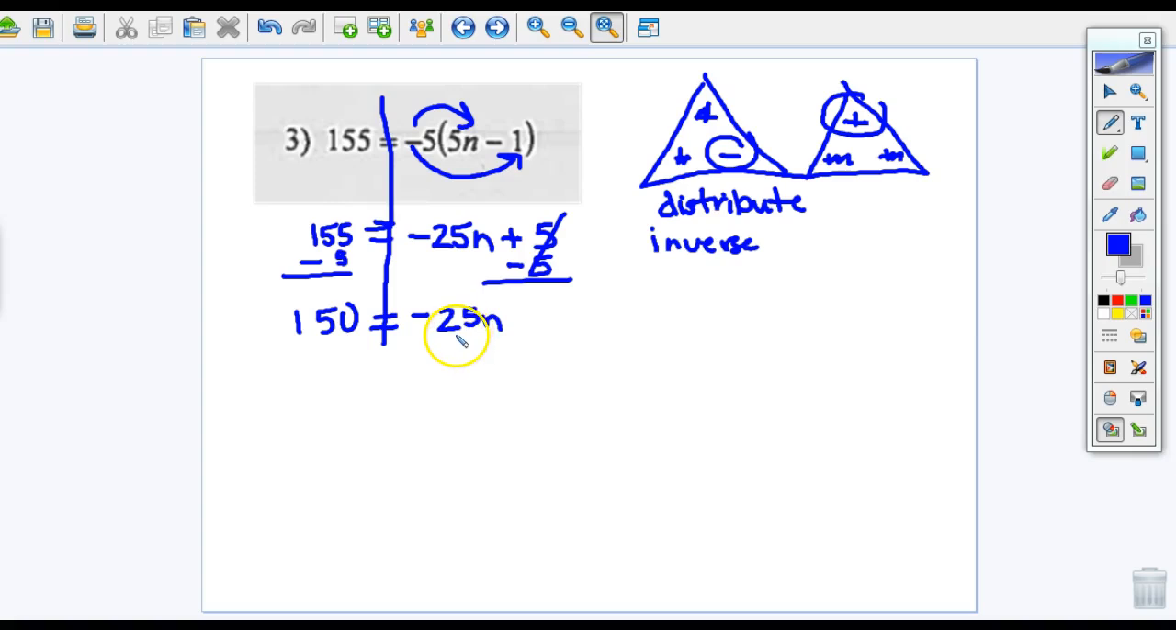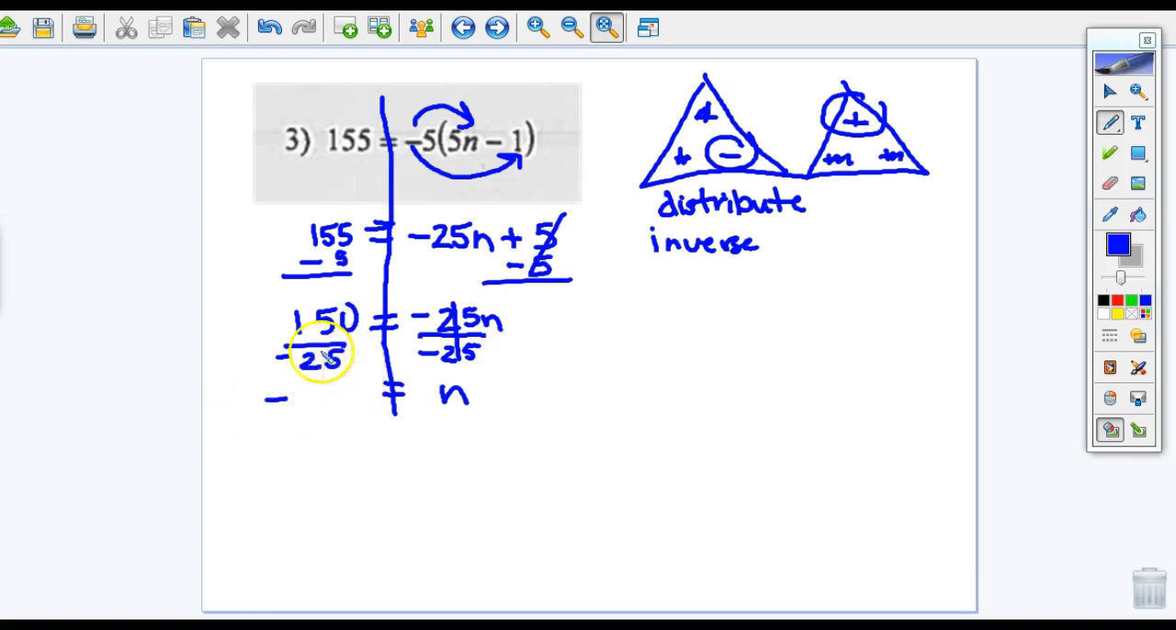And now I'm left with a one-step equation where I'm going to look at my inverse again here, which is division. So I'm going to divide both sides by negative 25. Remember, I have to make sure I use that negative because I want my answer to be positive, right? So 1n, or n, and 150 divided by 25. Now I have a positive and a negative. So that is going to give me a negative answer.